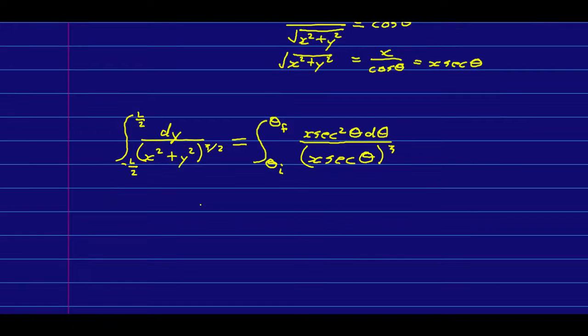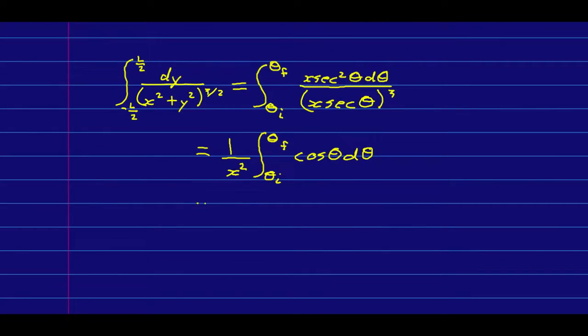And so that's now going to be a rather simple integral, because I have an x over x cubed, so that's a 1 over x squared, that's a constant and can just come out front. And then I have a secant squared over a secant cubed, which is 1 over secant, which is cos. And that's a pretty easy integral, right? The integral of cos is sine.